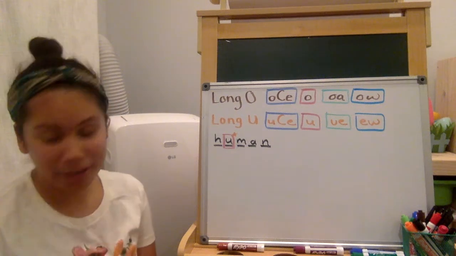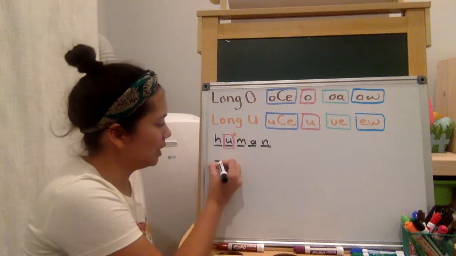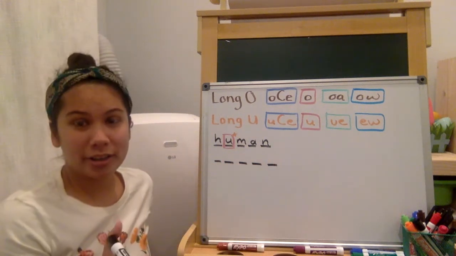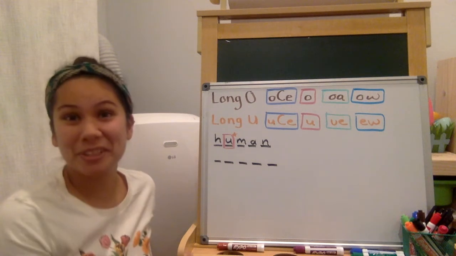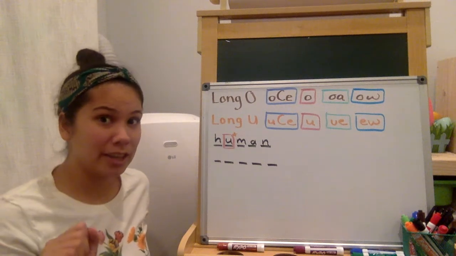Okay, are you ready for your next one? It has 5 dashes. 1, 2, 3, 4, 5. The word here is gecko. A gecko is not a human. It's a type of lizard. Gecko. If you need time to think, then pause the video.